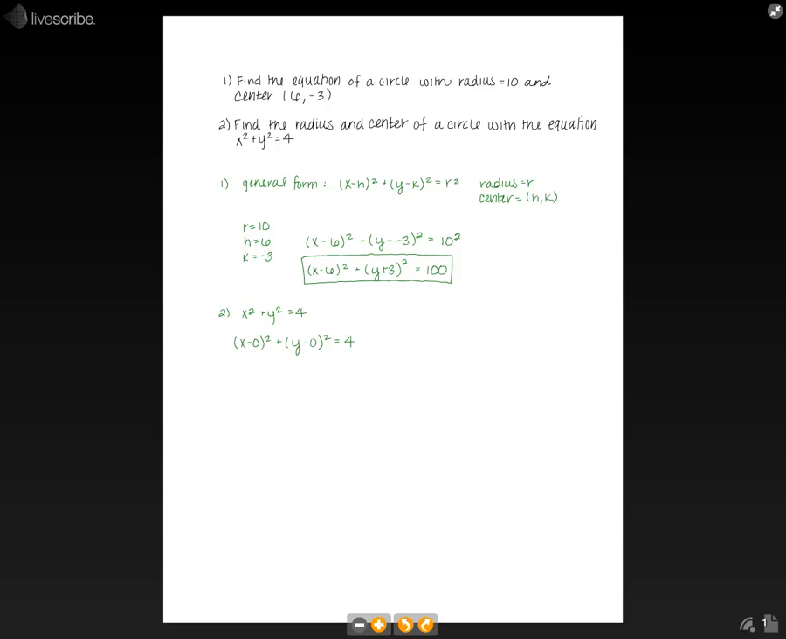Okay? So from that, first let's deal with the radius. So we know that the radius squared is equal to 4. So if we take the square root of both sides, then we get that the radius is equal to 2. Okay, so now we need to figure out what the center is. From this equation we can see that h is 0 and k is 0. So that means that the center of our circle is at 0, 0.